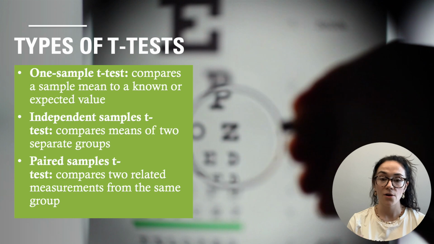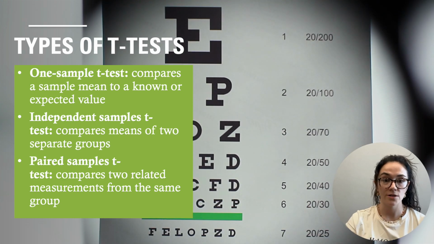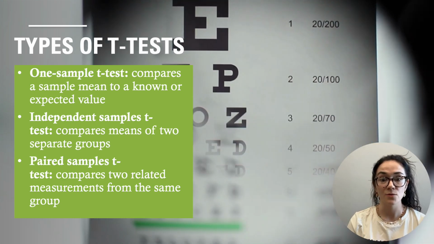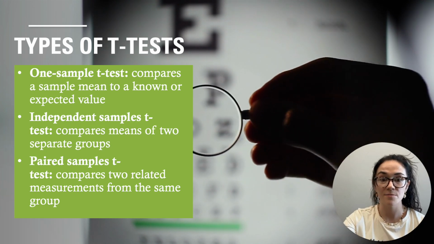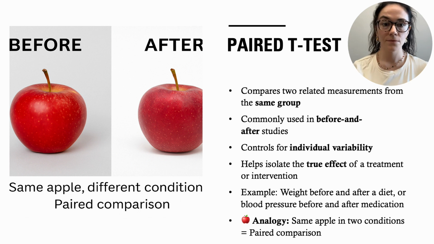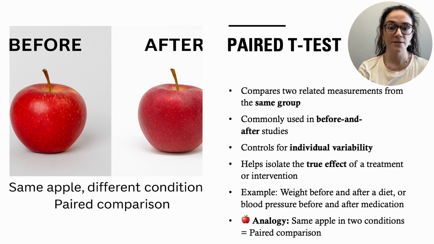At the heart of all three t-tests is the same core question. Are the differences between these means statistically meaningful, or could they simply be explained by random chance? In this analysis, we'll be using a paired t-test. A paired t-test compares two related measurements from the same group of individuals. It's commonly used in before and after studies, like tracking weight before and after following a diet, or measuring blood pressure before and after starting a new medication.